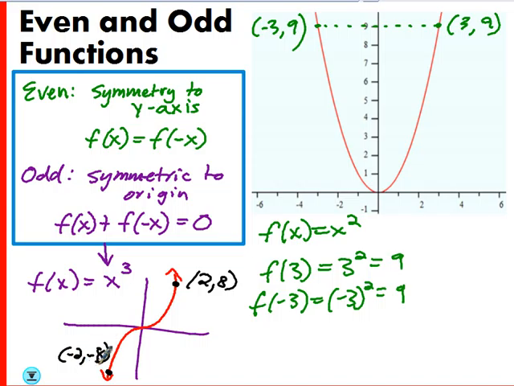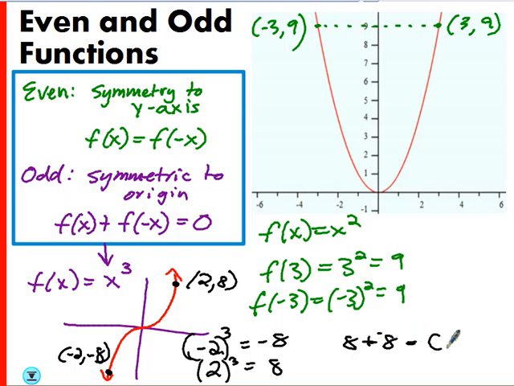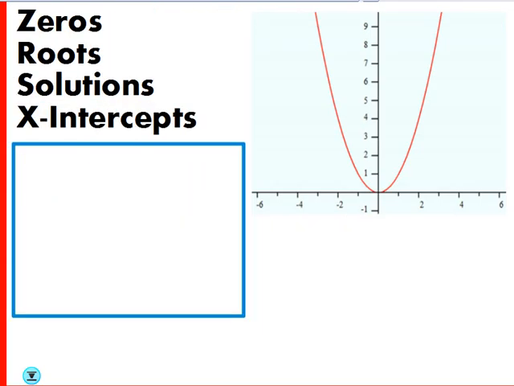Algebraically, if you want to look at that, you take negative 2 cubed, that is negative 8. If I add that to 2 cubed, which is positive 8, I get 0. So positive 8 plus negative 8, it should be 0. Alright, that's even and odd functions. Again, if you need to rewind and replay that or look somewhere else on the internet, I'd encourage you to do that. We'll go over that more in class.